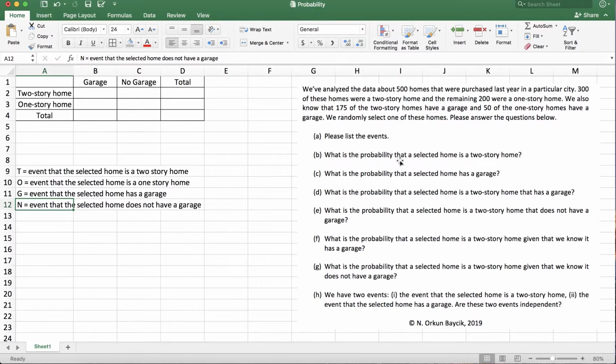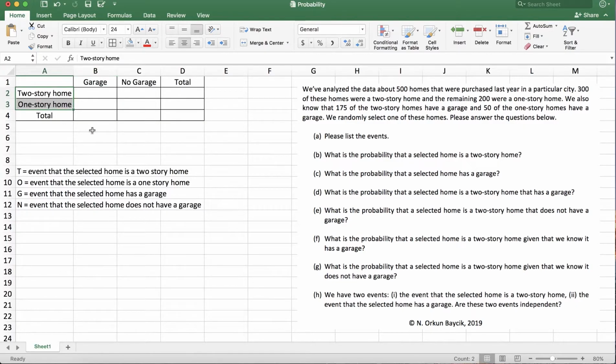What is the probability that a selected home is a two-story home? So here's the thing. There are multiple ways to answer questions like this and the following questions, but what I like to do is I like to summarize what is given in the question in a table. Okay, so I have a table on the left-hand side of the screen, and what I'm going to do is input all the numbers that I already know into this table, and I will use those to answer the questions. Okay, so here's how I organize this.